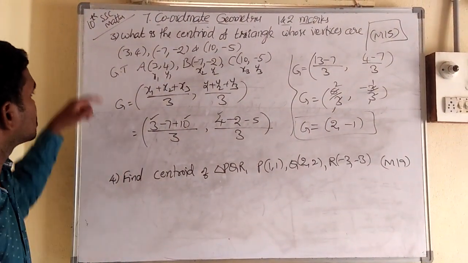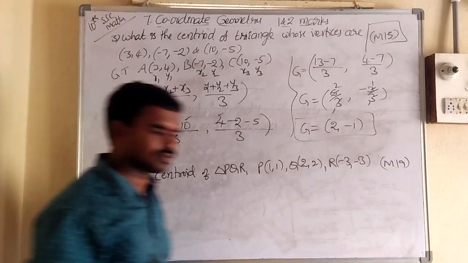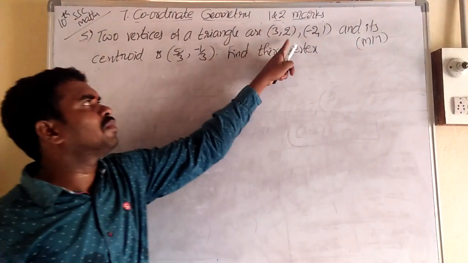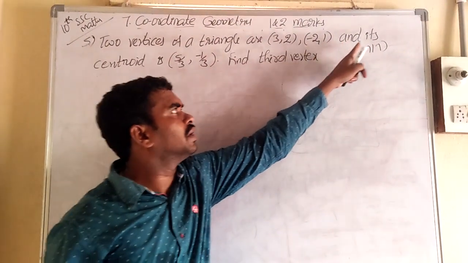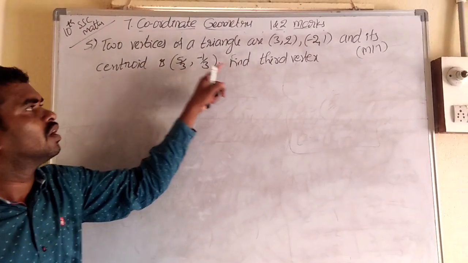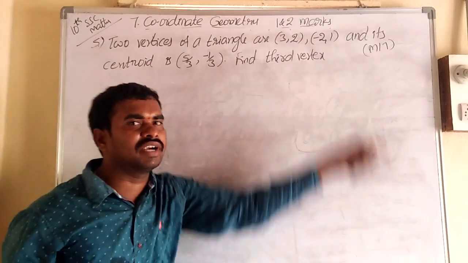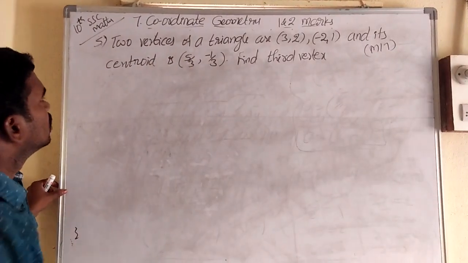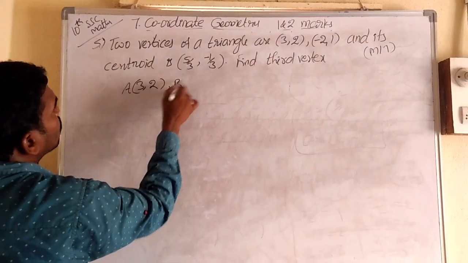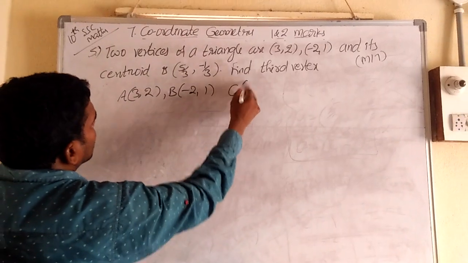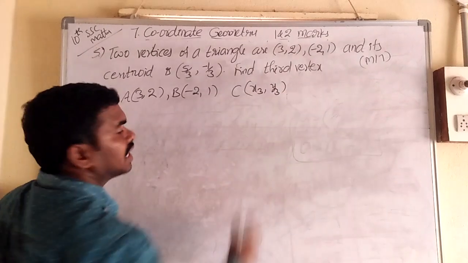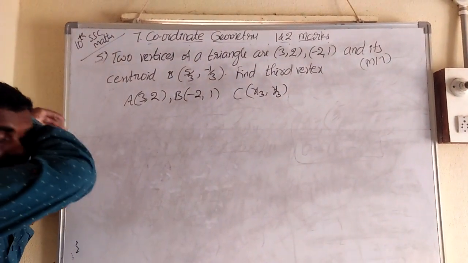One more question about the centroid. Two vertices of a triangle are (3, 2) and (-2, 1), and its centroid is (5/3, -1/3). Find the third vertex. This is a March 17th question, a 2 marks question. So two vertices are given. Let us take the first one as (3, 2) and the second one as (-2, 1). We don't know the third vertex, so I am taking the third vertex as (x3, y3).